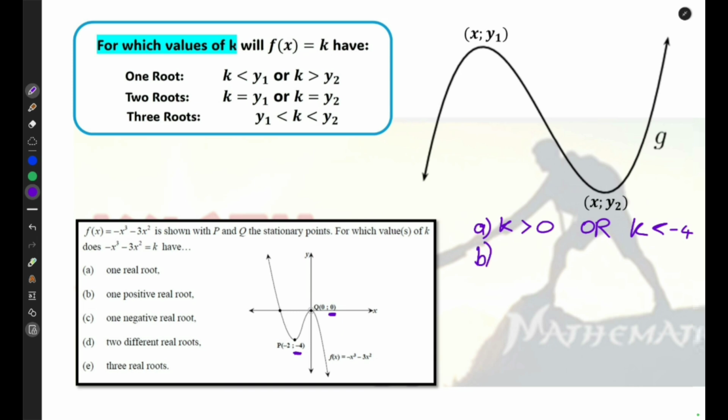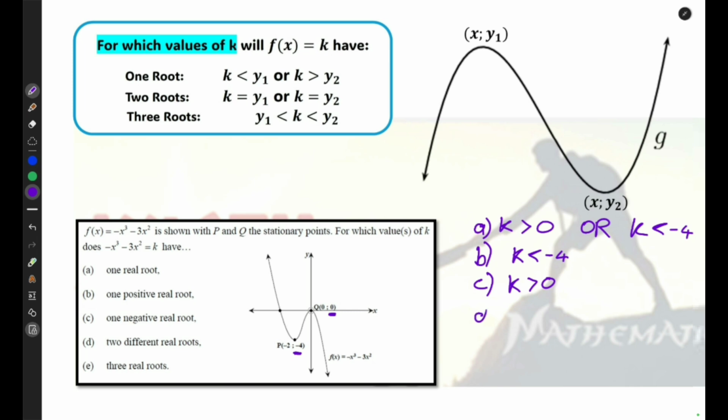Question B, how far must this graph move up to have one positive real root? So then it just means it moved past this point. So if it moves up more than 4 units, so it's the same question as question A, but now they want one positive root. So I can just say this is when k is smaller than -4. Question C is now the opposite again. So this is now only that answer, because it just means if this graph moves a little bit down, then it's only going to have one negative root.